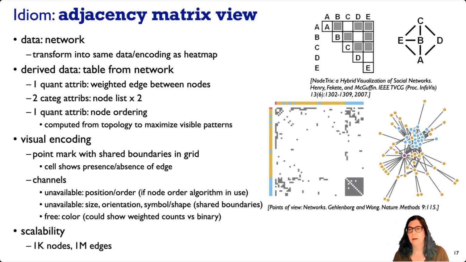And then our scalability, much like with the heat maps, is in the very limit. If we had 1,000 nodes by 1,000 nodes on a 1,000 by 1,000 pixel screen, then in the limit we could handle up to 1 million edges, but certainly no more.